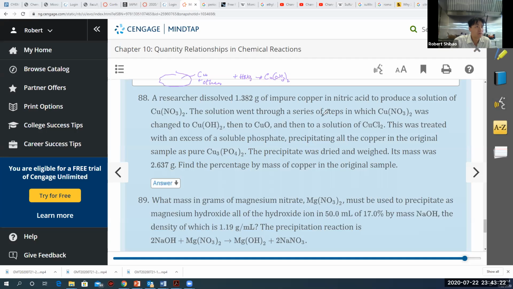The solution went through a series of steps in which copper 2 nitrate was changed to copper 2 hydroxide. So this was changed to copper 2 hydroxide. They don't tell us how. They just said it goes through some steps. Then to copper 2 oxide. And then to a solution of copper 2 chloride.